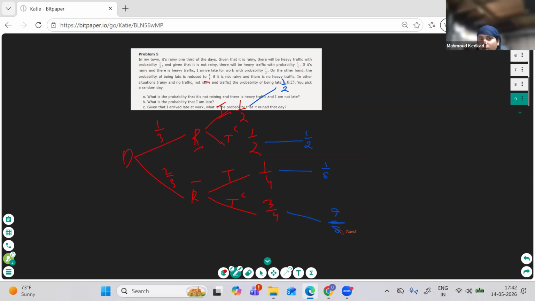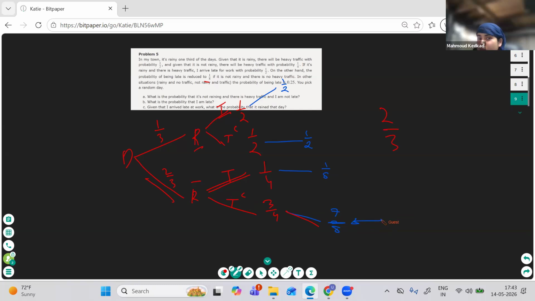Now you have all of these options, all of the cases that you can find. What is the probability that it's not rainy and there's heavy traffic and that I'm not late? So not rainy, so 2/3. And then traffic, so T, that's 1/4. And I'm not late. So that's 7/8. Right? Not late, yeah.